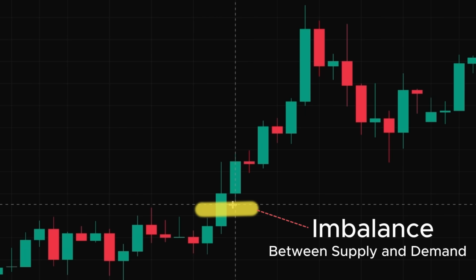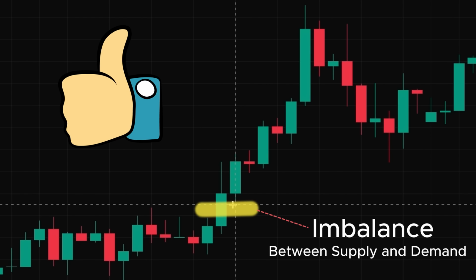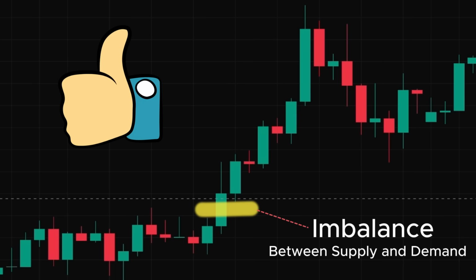A fair value gap can be used for confirmation of breakouts, and it can also act as a magnet for the future price action, which means it can act as a potential support or resistance level, and this can help us to find very accurate trading entries.